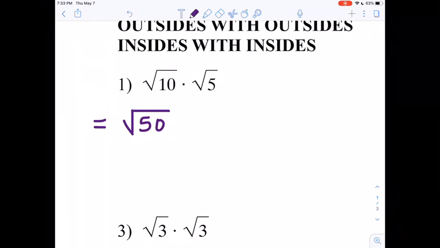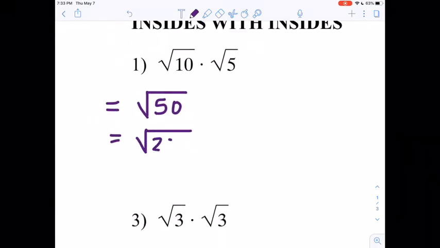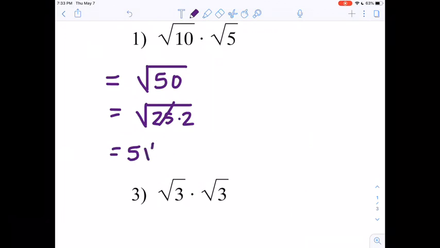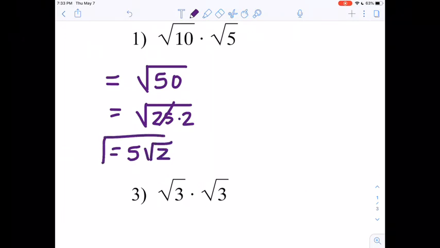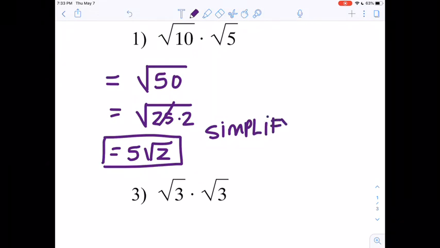Now, once you do that, you have to make sure, is there a perfect square that goes into 50? Well, yeah, the square root of 25 times 2, right? I could split this up and simplify further. And I know the square root of 25 is 5, so my final answer is 5 root 2. So always make sure you simplify. Okay, it's very, very important.